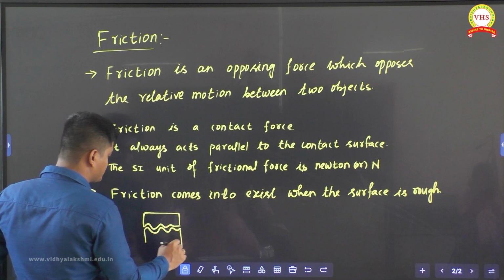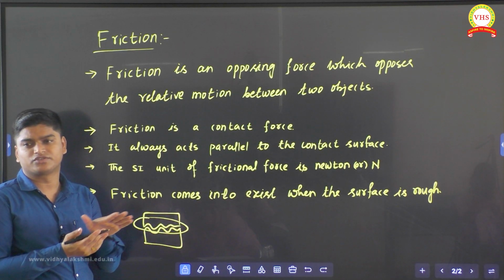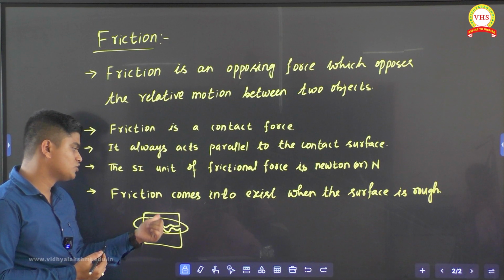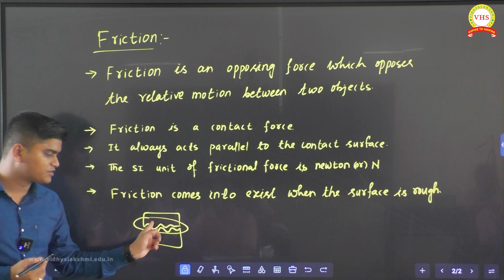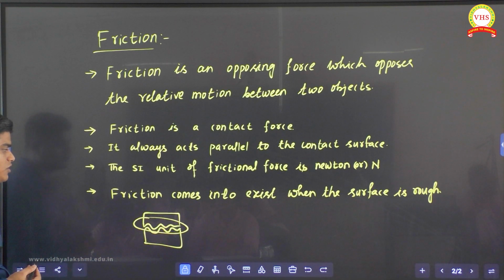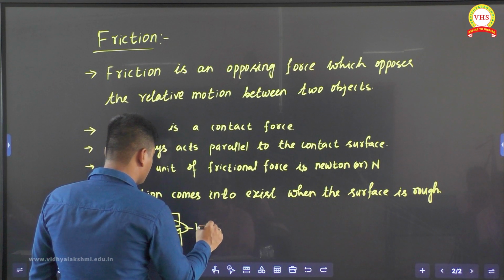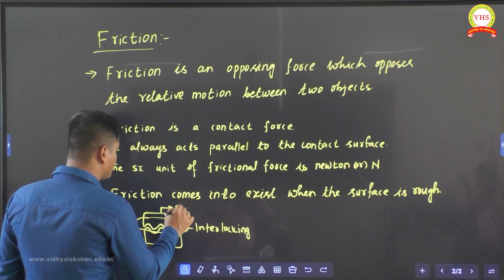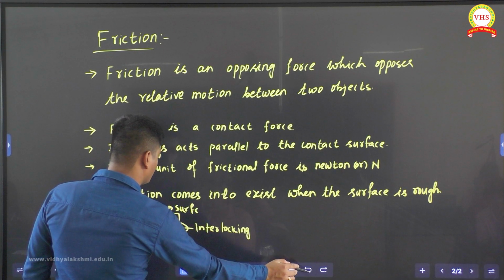Okay. If roughness of the surface is there, then what will happen? Interlocking between the two surfaces will happen. So in that way, it will oppose the relative motion. So surface 1, surface 2, here interlocking is happening, because both the surfaces, as I have shown, have some roughness. If roughness is there, then only friction will come into existence. So this is the interlocking between two surfaces. This is surface 1 and surface 2.